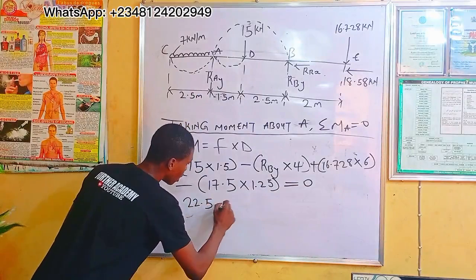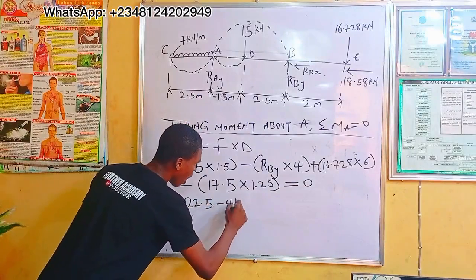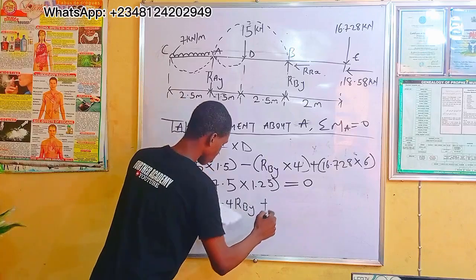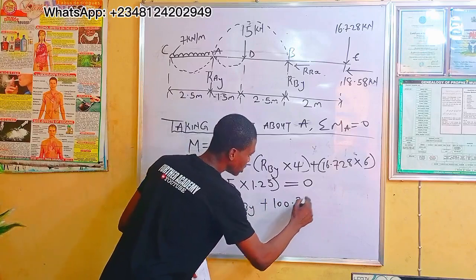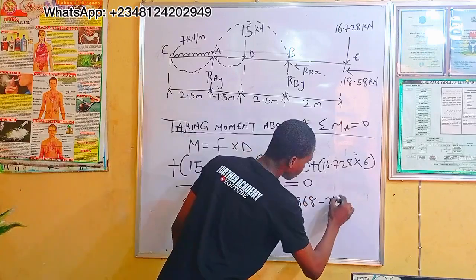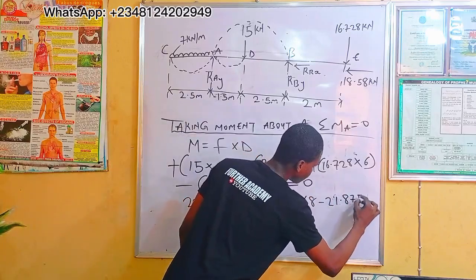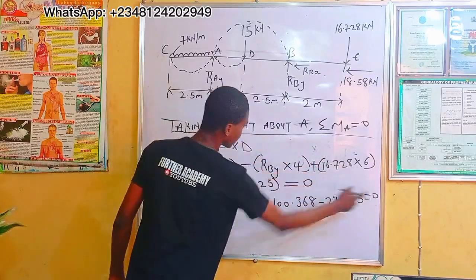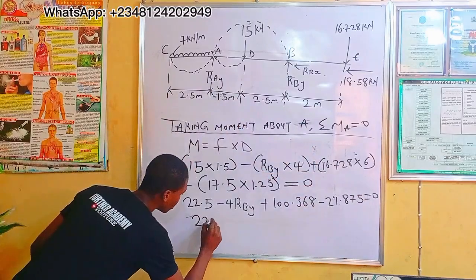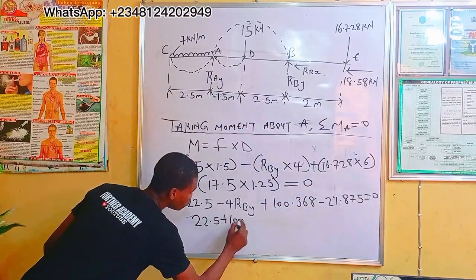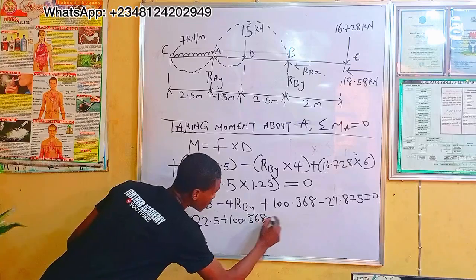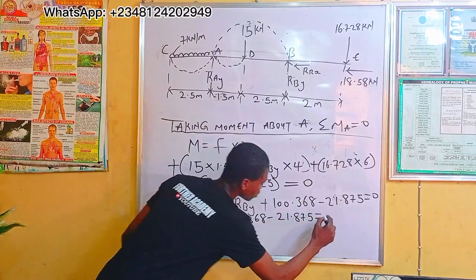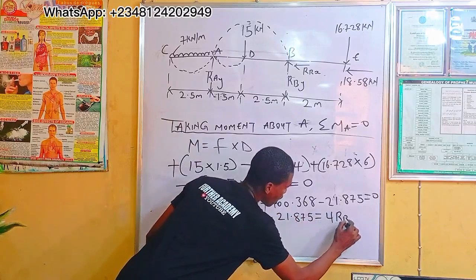22.5 minus 4RBY plus 100.368 minus 21.875 equals 0. Now, take RBY to the other side, meaning 22.5 plus 100.368 negative 21.875 is equal to 4 RBY.